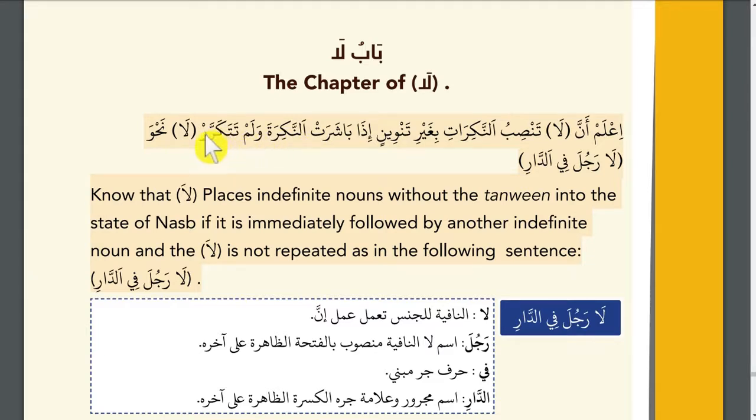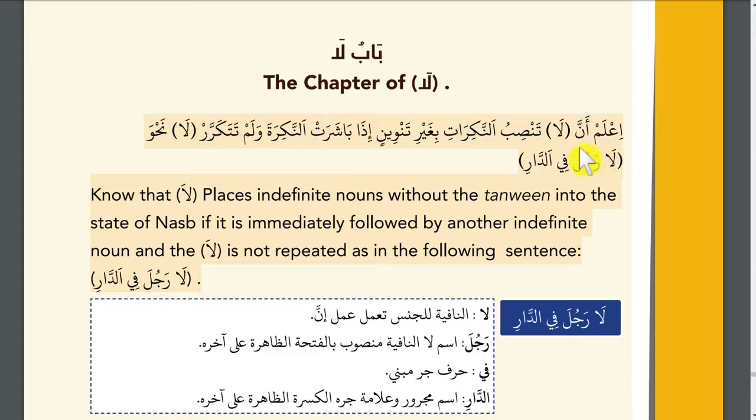وَلَمْ تَتَكَرَّرْ, and the la is not repeated. For example, he gives you an example. La rajula fi dari. The word rajul here is nakira. Originally it was rajulun. But when a la came in front of it, it became mansub with one fatha, no tanwin, and the la is immediately before the rajul. لا رجل في الدار.